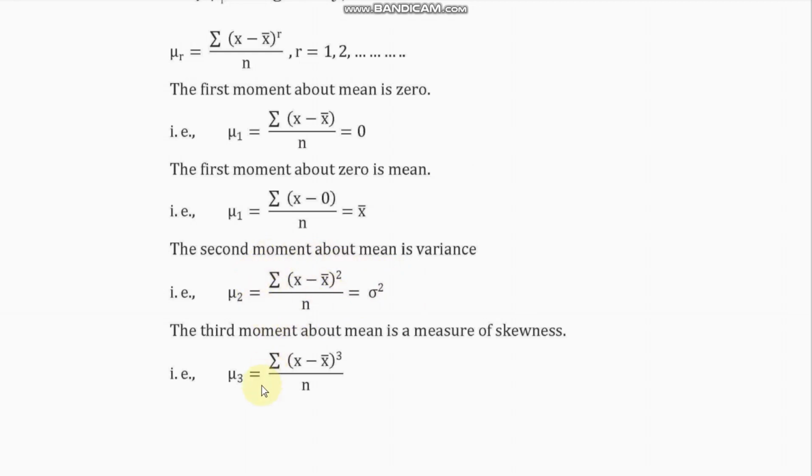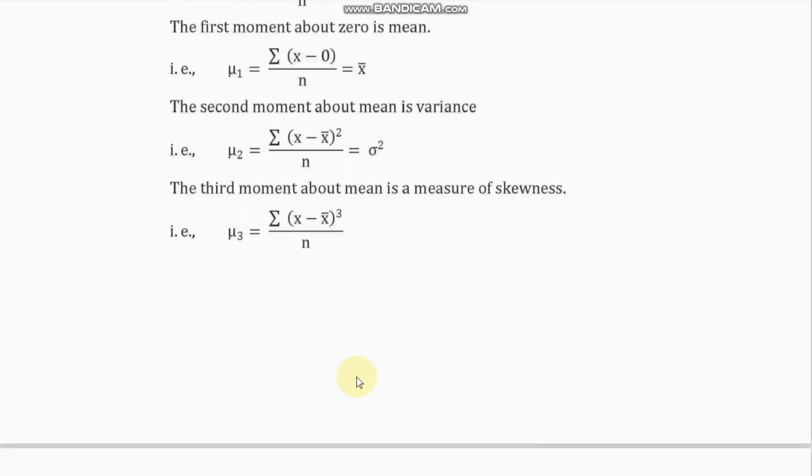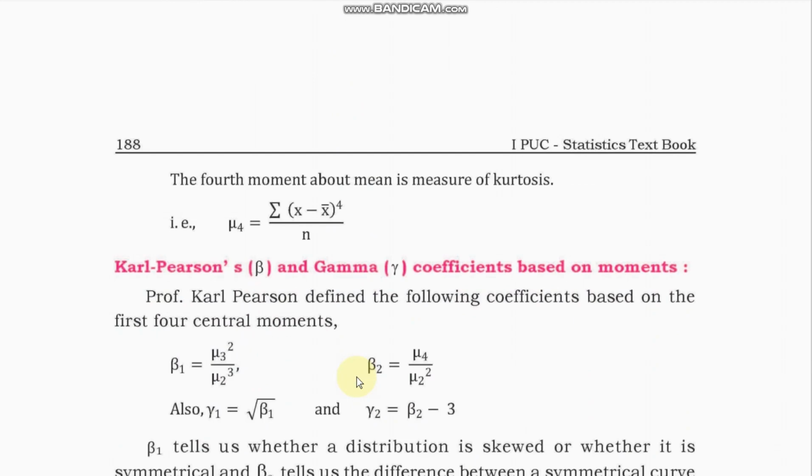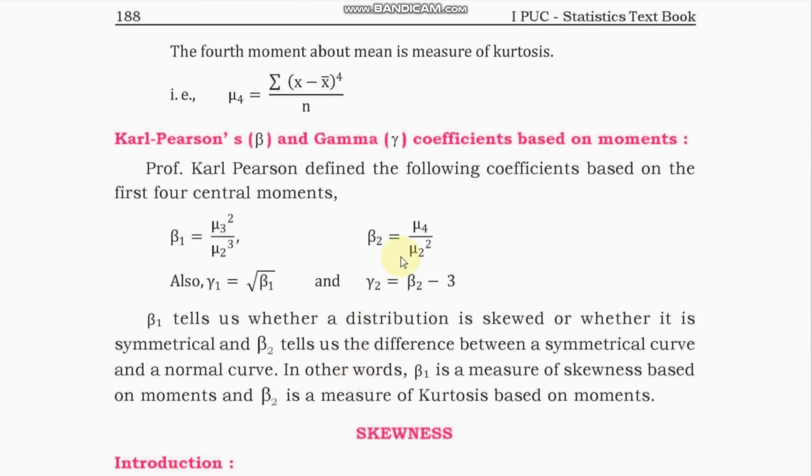Okay. Next, similarly, the third moment about mean is the measure of skewness. So if you substitute r is equal to 3 here, then this will be the measure of skewness, which we are going to study in the later part. And last but not the least, if you substitute r is equal to 4 here, then that would be mu 4 is equal to summation of (x minus x bar) to the power 4 divided by n. This is called the kurtosis. Hence mu 1, mu 2, mu 3 and mu 4 together are called central moments.